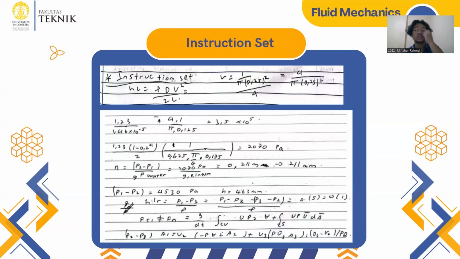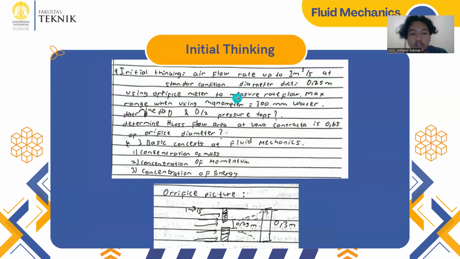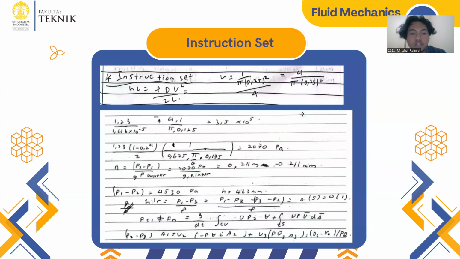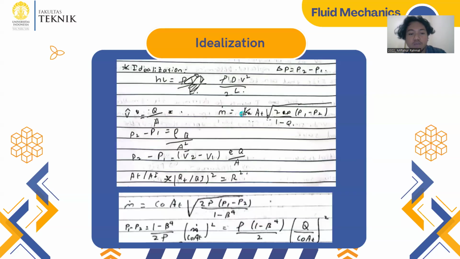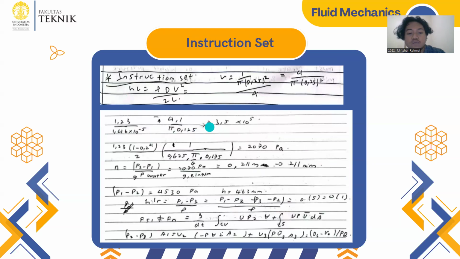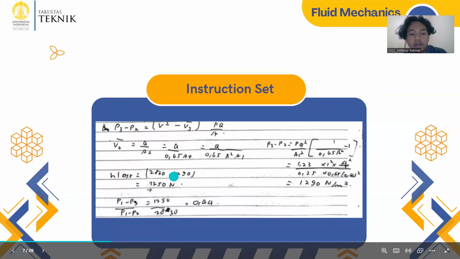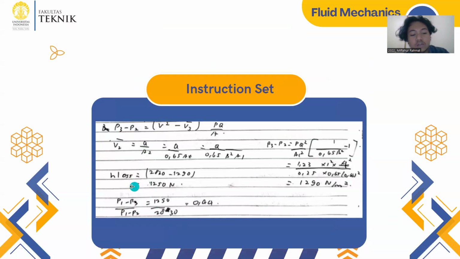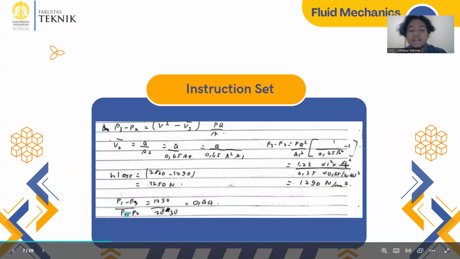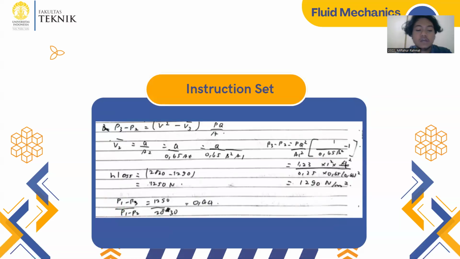For the instruction set, we just need to substitute the initial thinking we have into the idealization we got. So we have this equation, and the result of the head loss is about 1,250 Newton. And the ratio of the orifice diameter to D is about 0.44.